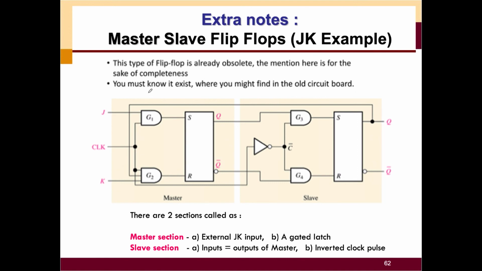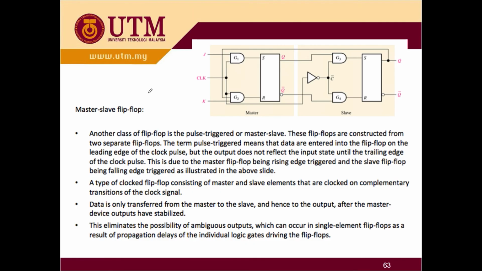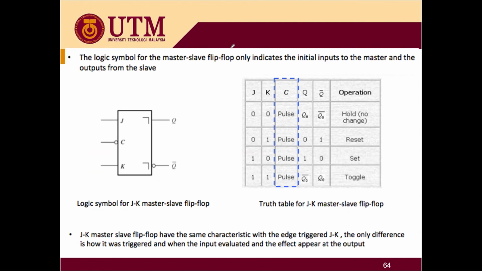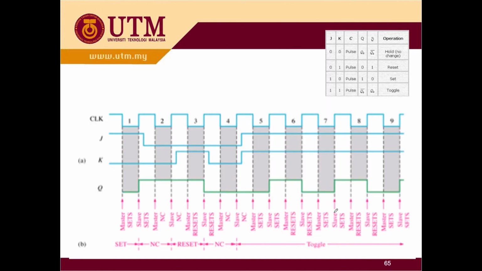And another one is in your extra notes. This one is under master-slave flip-flop, which is a JK example. You can go through and read it all together, and it also has truth tables. This one is for JK master-slave, but basically it's similar, the same as your logic gates also. It depends on the truth table and the behavior of the gates, right? So please try to do it.